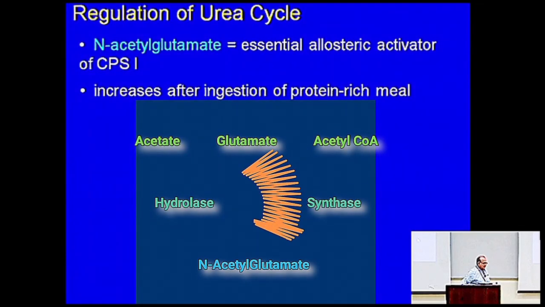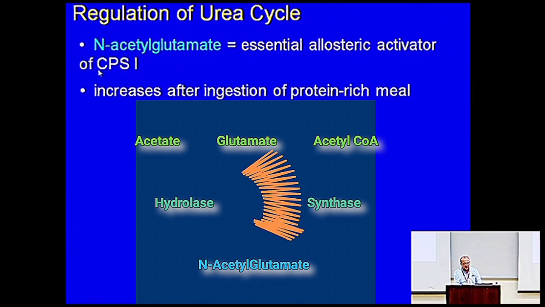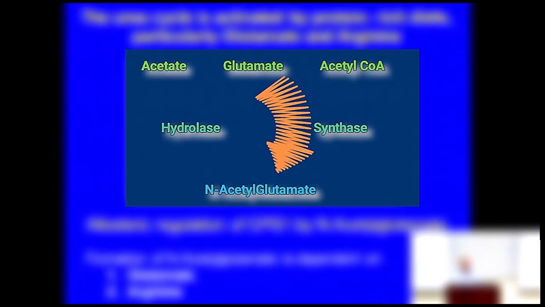Okay, the important allosteric regulator of the first enzyme is called N-acetylglutamate, and it's simply an acetylation, adding an acetyl group to glutamate. It's made by an enzyme called N-acetylglutamate synthase. This is a very important enzyme because it is going to provide this allosteric activator of CPS1, okay? Carbamoyl phosphate synthase 1, which is the rate-limiting enzyme of the urea cycle.